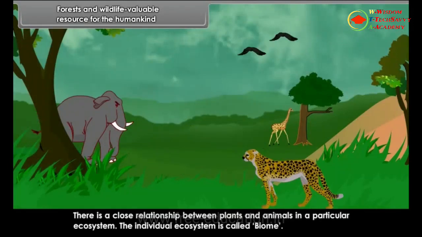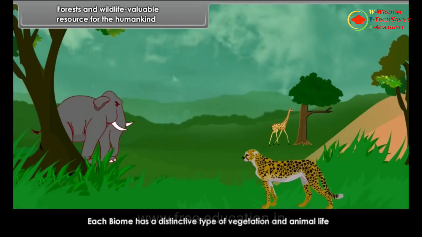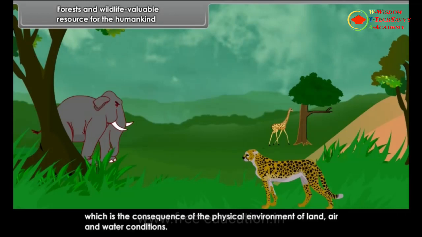There is a close relationship between plants and animals in a particular ecosystem. The individual ecosystem is called biome. Each biome has a distinctive type of vegetation and animal life which is the consequence of the physical environment of land, air and water conditions.